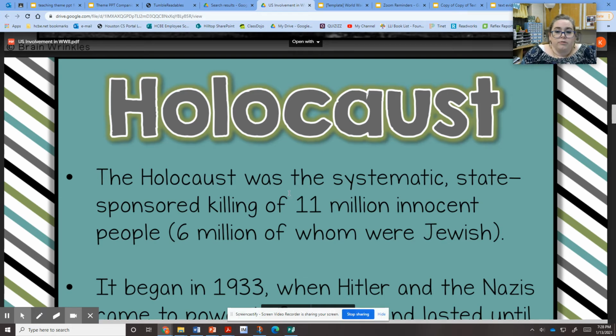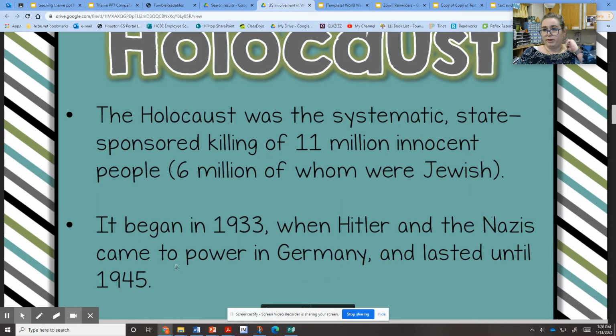The Holocaust was the systematic, state-sponsored killing of 11 million innocent people, 6 million of whom were Jewish. So Hitler and the government said, we don't like these people. We're going to kill them. We're going to get rid of them. It began in 1933 when Hitler and the Nazis came to power in Germany, and it lasted until 1945.